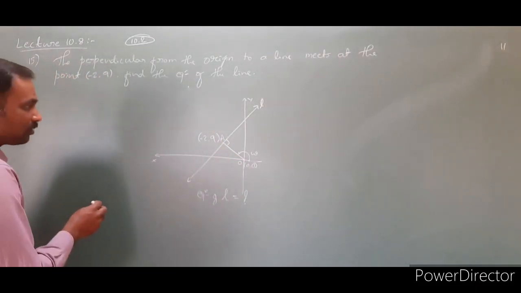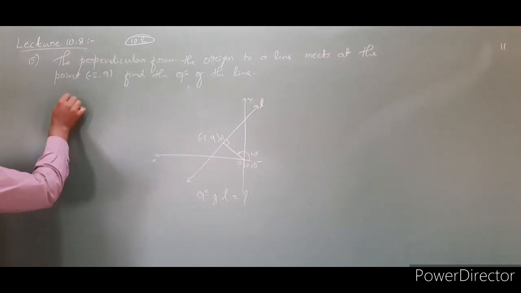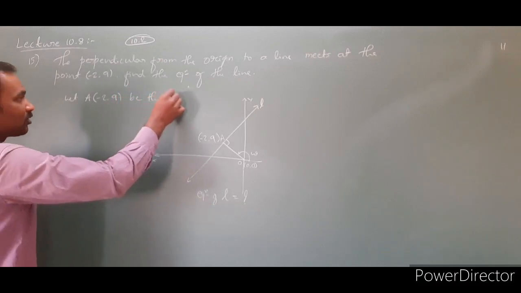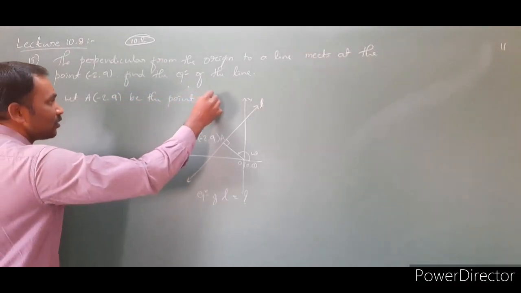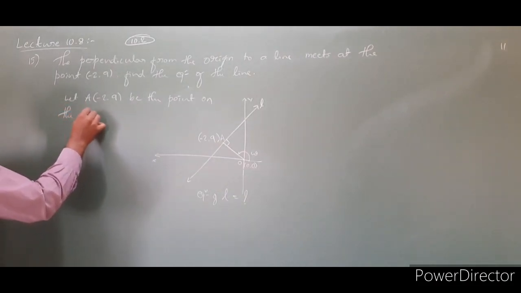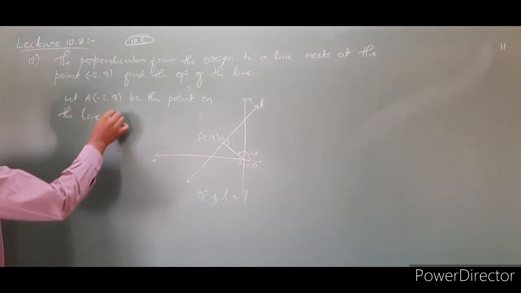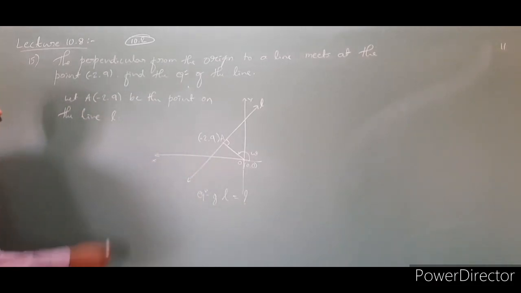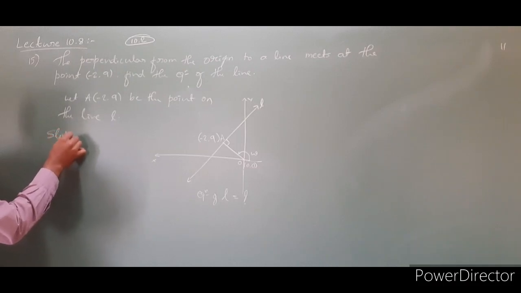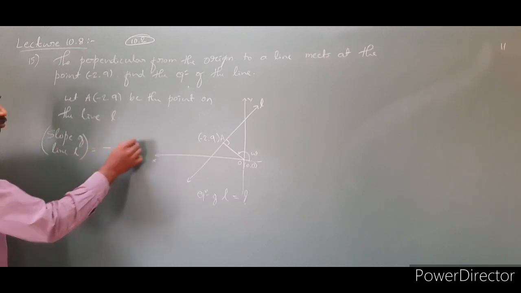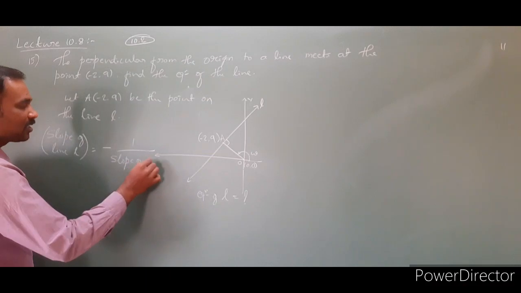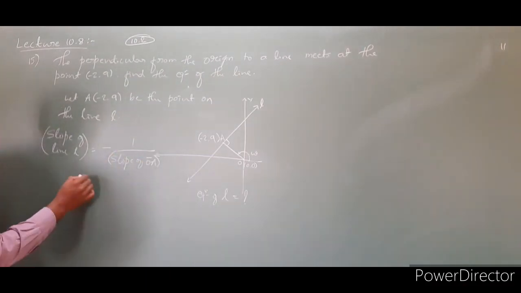Now first of all, let A(-2, 9) be the point on the line L, because we named the line as L. Now first I get the slope of the line L. What is the slope of the line L? It is minus 1 divided by the slope of OA.